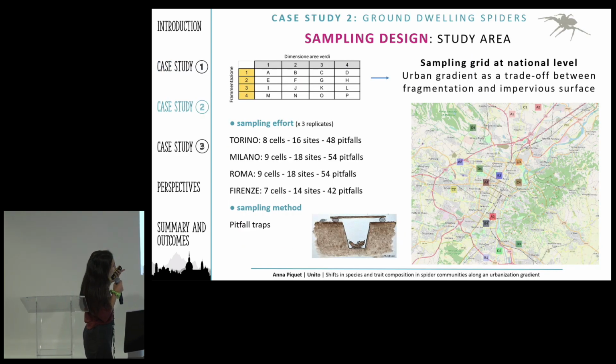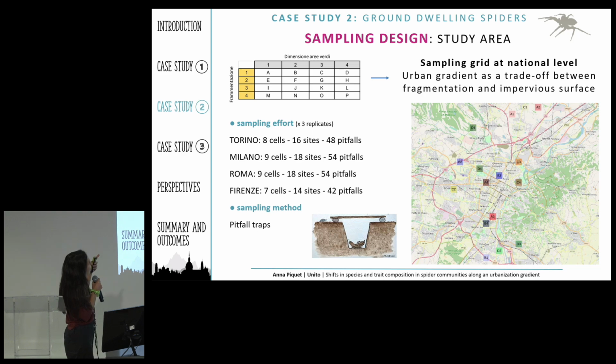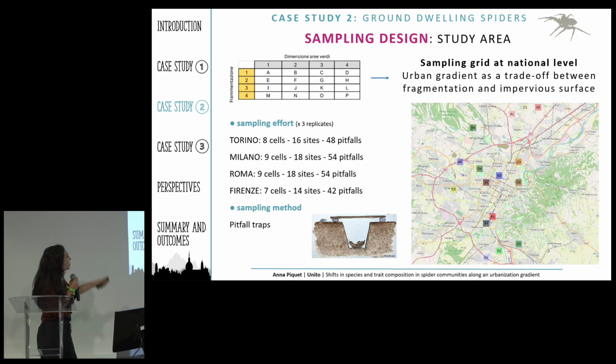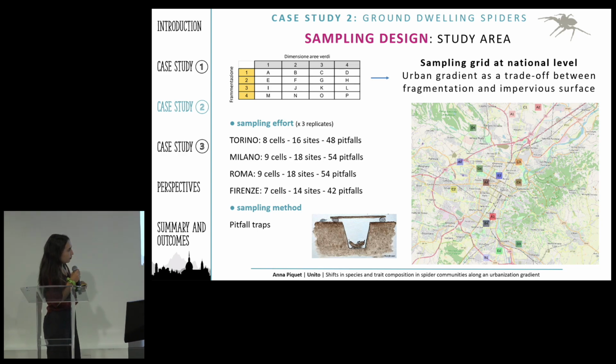Another case study I'm working on is the one regarding the ground-dwelling spiders. I sampled using pitfall traps and following the grid that is decided at national level by the Politecnico of Milano. Here you can see the sampling effort in all the city. I didn't do everything alone. In Milano, there was Rosa, that spoke before, in our group helping, and in Roma and Firenze, another PhD student. So altogether, we managed to do a big sampling effort and sample in all these cells for 3 replicates using the pitfall traps that you can see in the bottom.